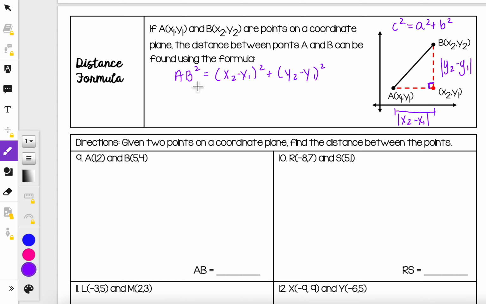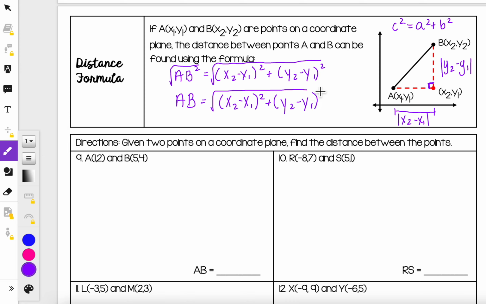So this is nothing more than the Pythagorean theorem. If I'm just finding the length of AB and not the length of AB squared, then AB is going to equal the square root of x2 minus x1 squared plus y2 minus y1 squared. And this right here is your distance formula.